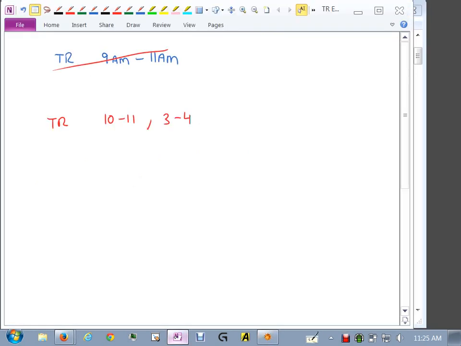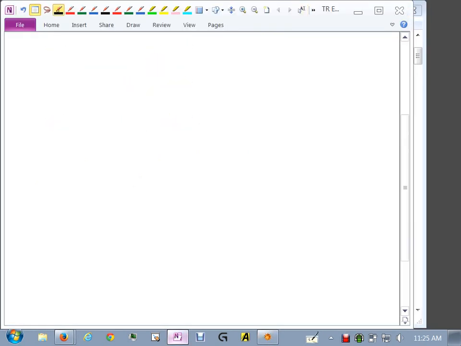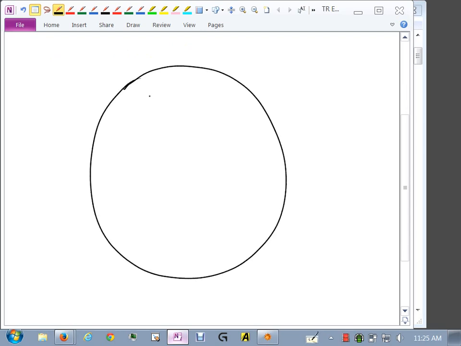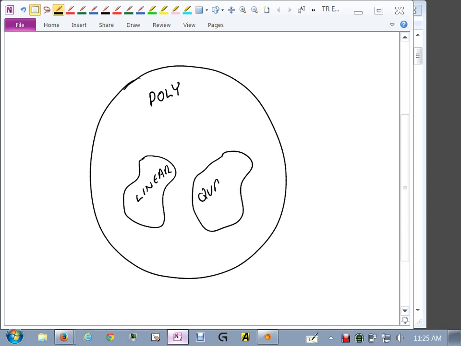I like to draw a picture to represent what's happening here. If you look at this big pot of functions, inside of it are all the polynomials. I'm just going to put polys. All your polynomial functions are in there. There's a smaller group in here that are your lines, your linear functions, and then a smaller group in here, your quadratics. So every linear function is a polynomial. Every quadratic function is a polynomial. But there are a bunch of other functions out here that are more than these two, if that makes sense.